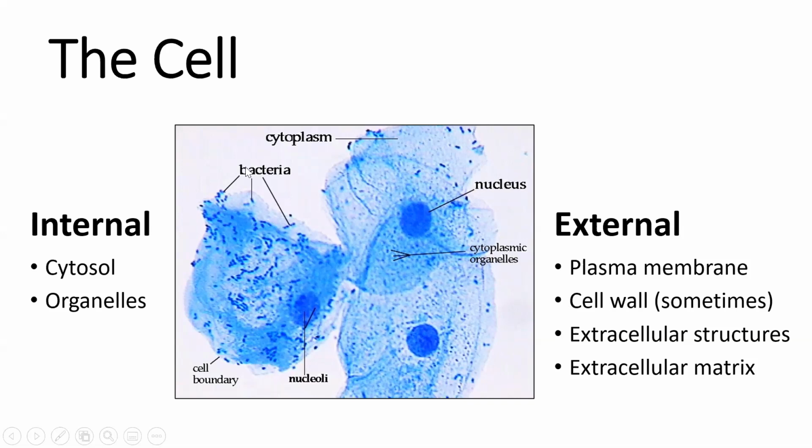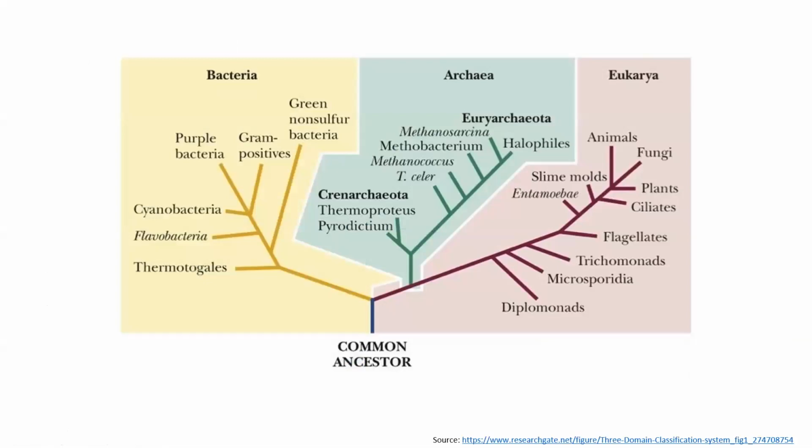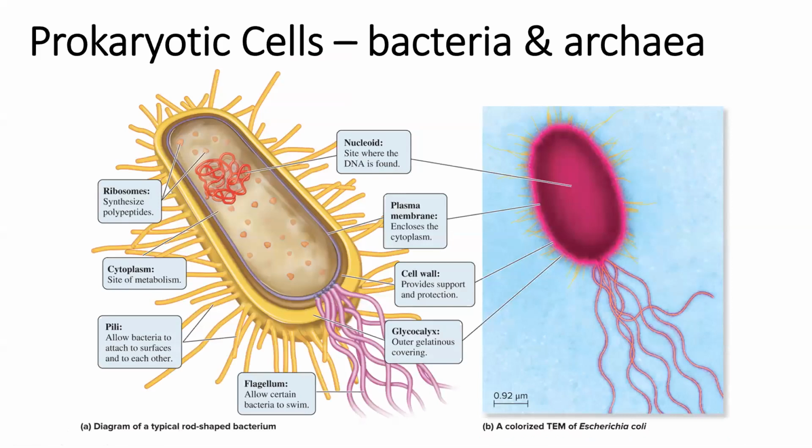So we're going to be going over the parts of a cell, starting with prokaryotic cells and then moving into eukaryotic cells. So remember, on the tree of life or the web of life, we have the prokaryotic species, which include the bacteria and the archaea. And then we have the eukaryotic organisms. The bacteria and the archaea species fall under the category of prokaryotic cells.